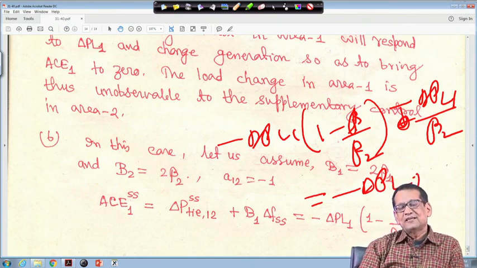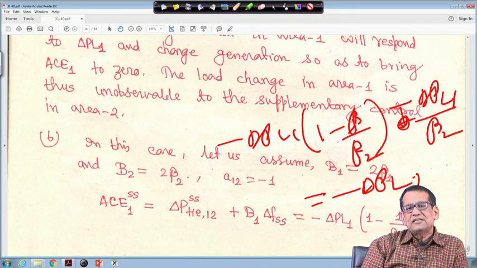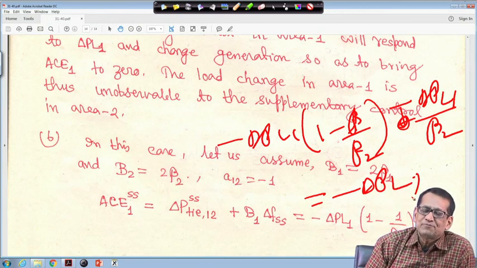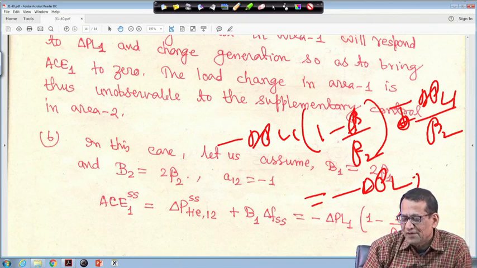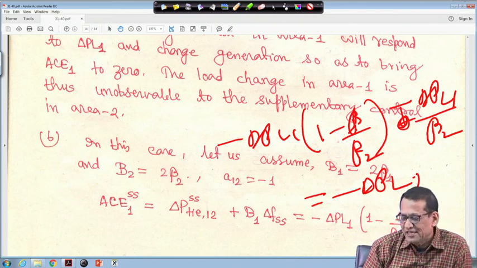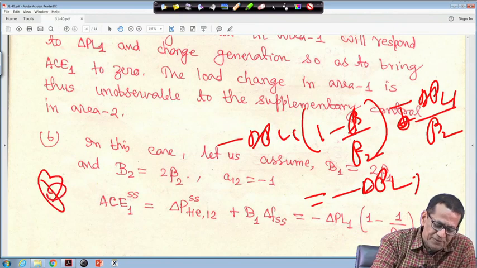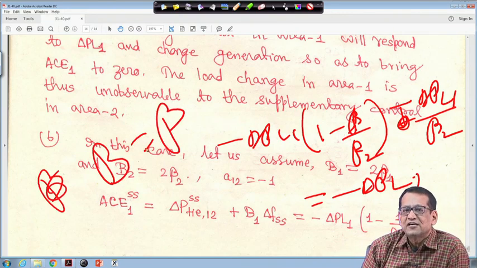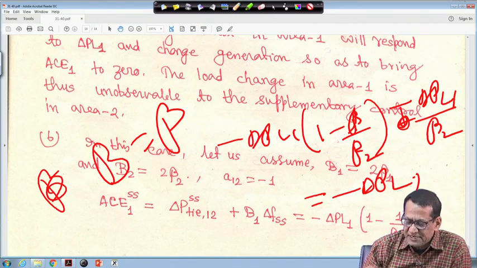The meaning is that even if the load disturbance has occurred in area 1, area 1 generator is not accommodating all the load, right. For B greater than beta, we have taken 2 beta, so in that case part of the generation has to be shared by the generator of area 2, that is the meaning. That is why the best choice is that B is equal to beta, that is, the frequency bias should be equal to the area frequency response characteristic, right.